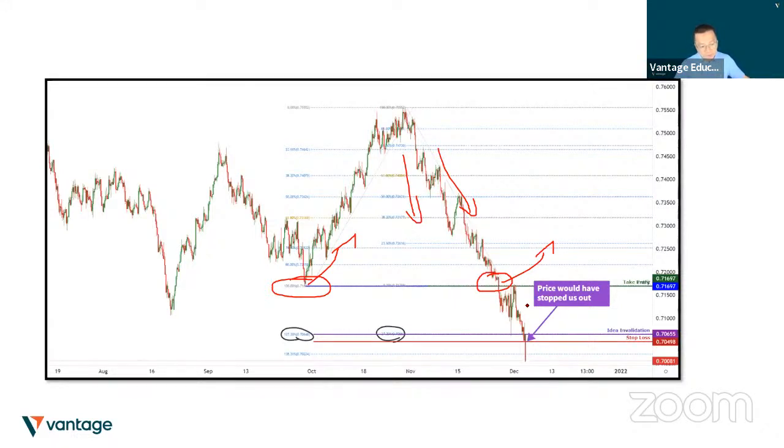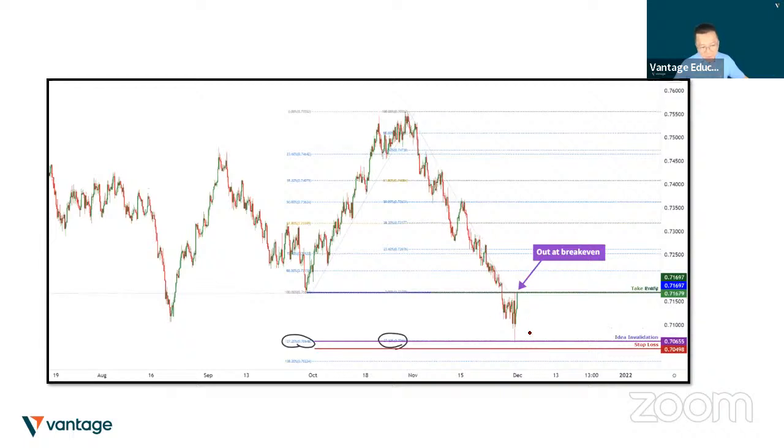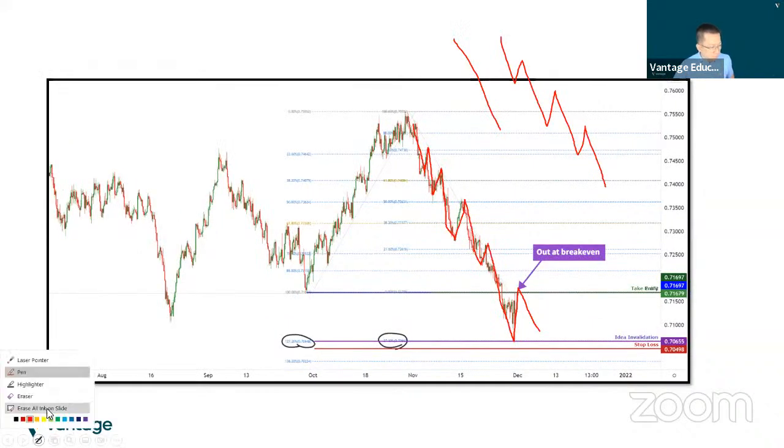And also another reason for this idea invalidation level is understanding that price never moves in a straight line. All right, it moves in that zigzag formation. And that's why we actually see that zigzag formation. So that's why, let me just clear it out. It's super messy now.